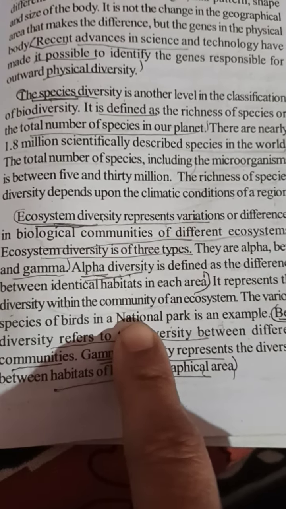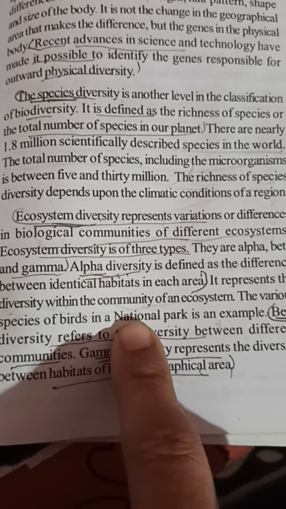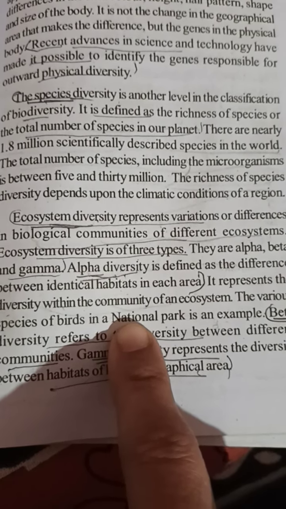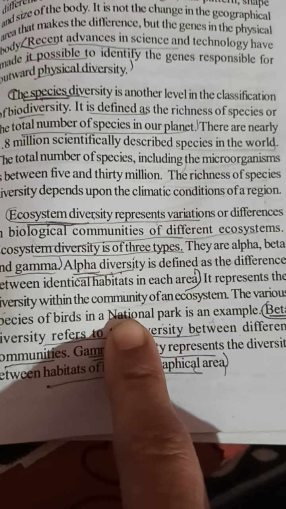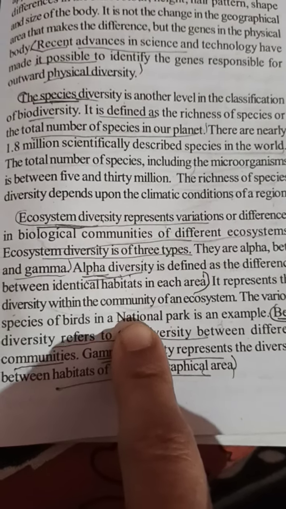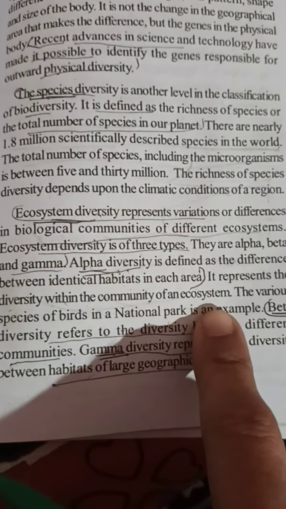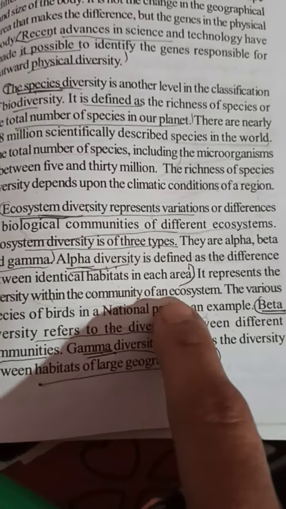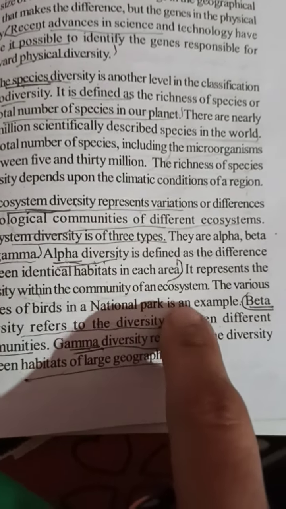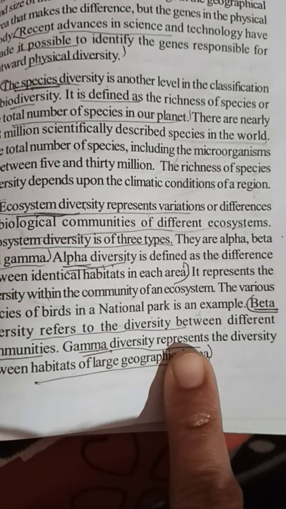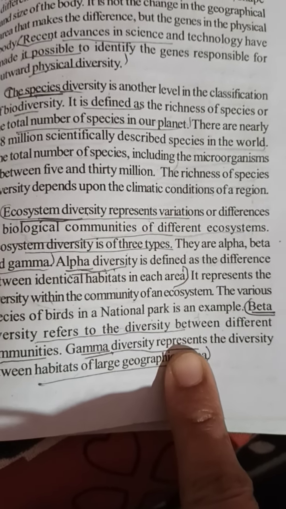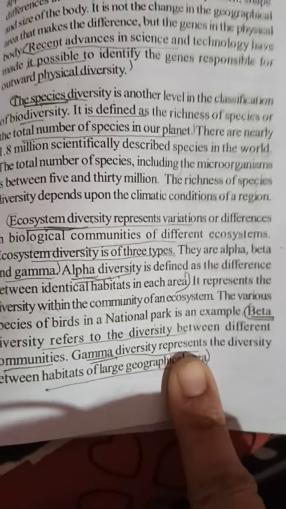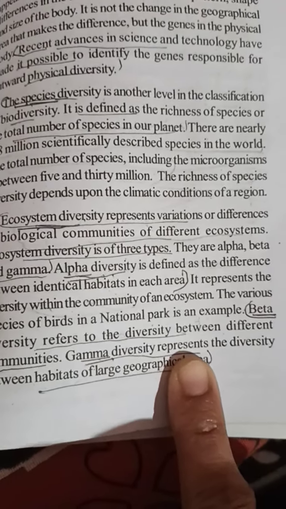Alpha diversity is defined as the difference between identical habitats in each area. Alpha diversity represents similar-looking, identical habitats in each area. It represents diversity within the community, that is, diversity within a community of an ecosystem, not outside the ecosystem. The various species of birds in a national park is an example. Within a national park, there are different species of birds, and this is alpha diversity.